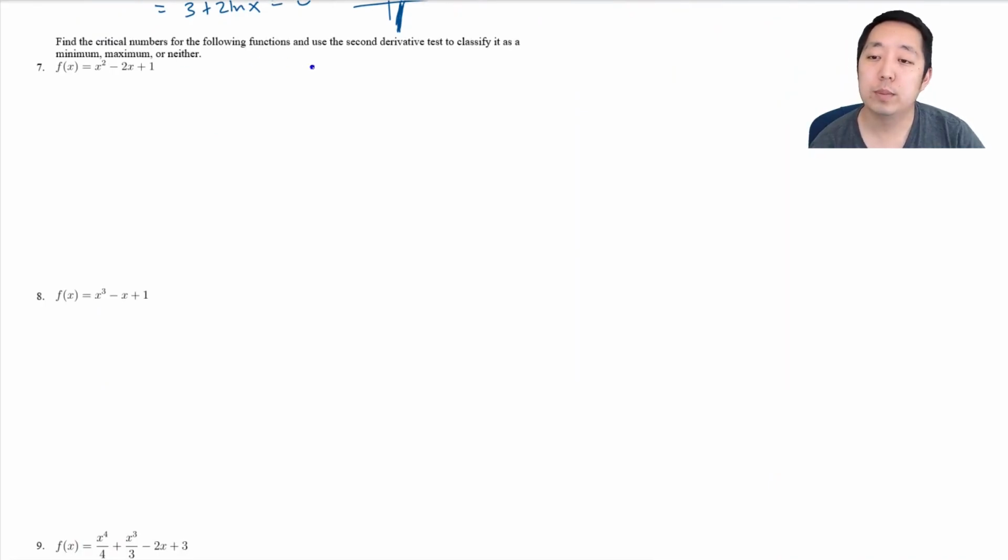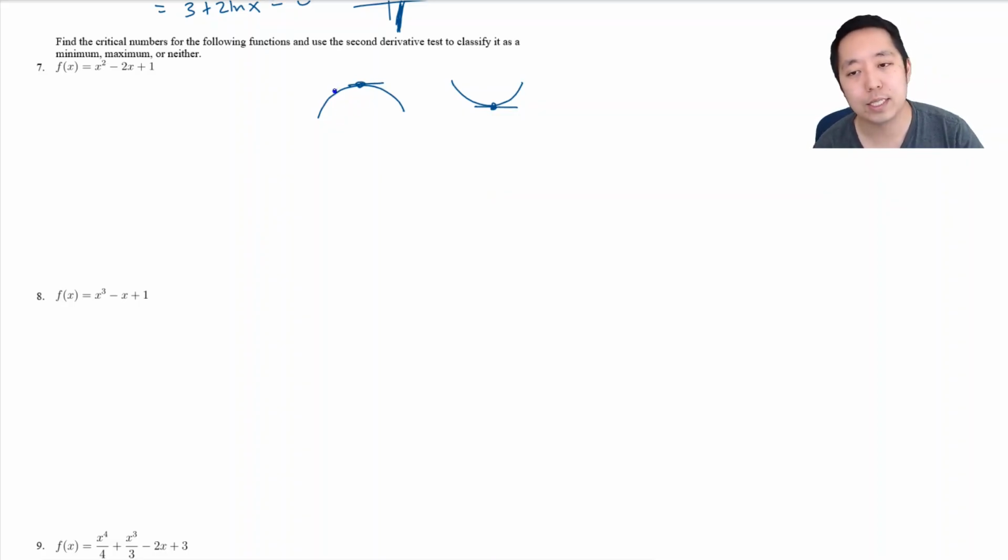So find the critical numbers for the following functions and use the second derivative test to classify as a min, max, or neither. Okay, so this is a different way of finding mins and maxes. We simply find our critical numbers. This is again back to the first derivative, because I'm trying to determine whether I have mins or maxes. And so if I draw a picture of a min or a max, in both cases the derivative is 0 or undefined. Those are my critical numbers.